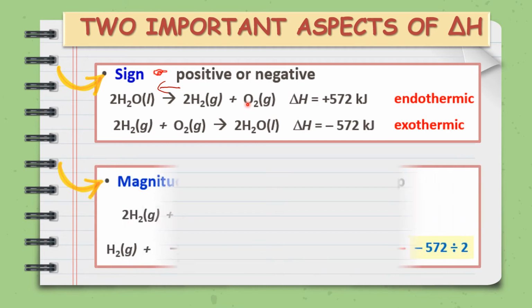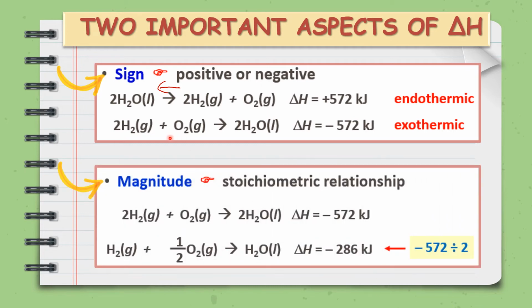The second one is magnitude. Magnitude is basically based on its stoichiometric relationship. So what does this mean? For example here, I have 2H2 plus O2 to produce 2H2O liquid. So I have delta H is negative 572 kilojoule.